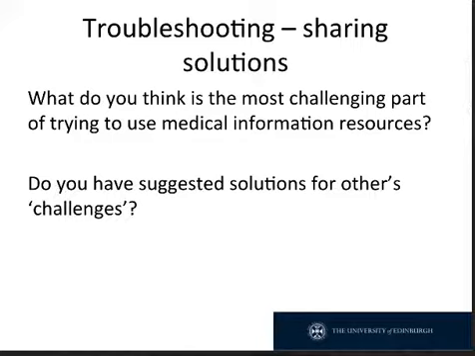So, this is another question looking at sort of the opposite direction. What do you think is the most challenging part of trying to use medical information resources, whether they are literature databases or journals? What do you think is the most difficult part of using information resources?